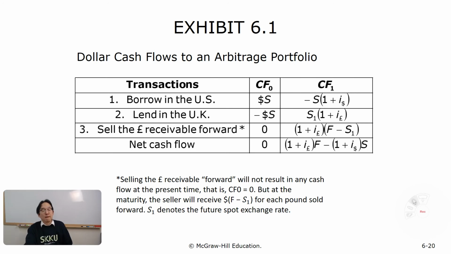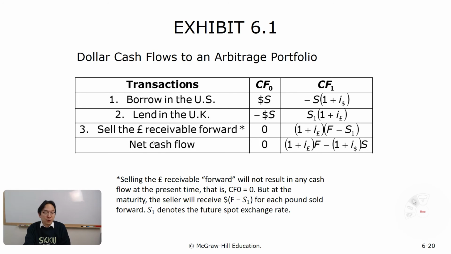Get the money with the interest, and then it has to get into your pocket. But you have to convert it into US dollars at the spot rate, which is S1. And then the interest rate is the British rate. Okay, so S1 times (1 plus I pound) is over here.